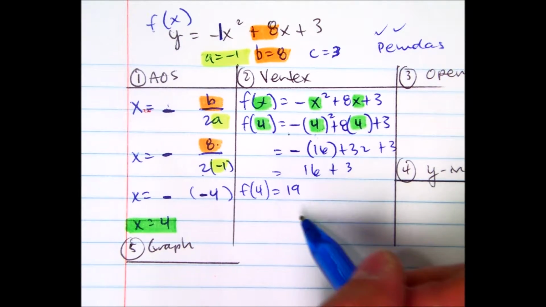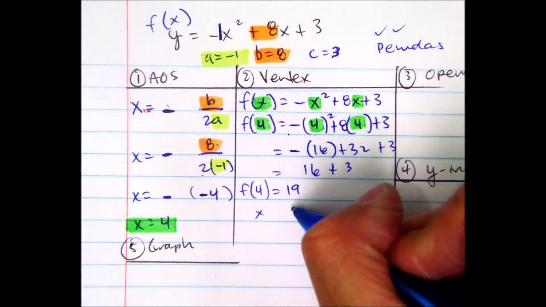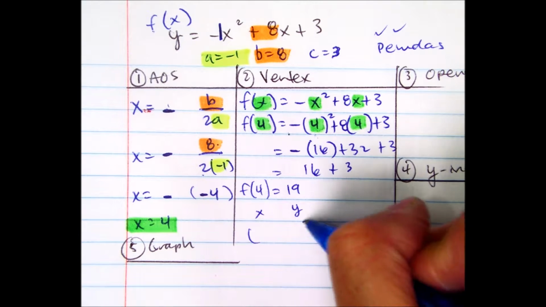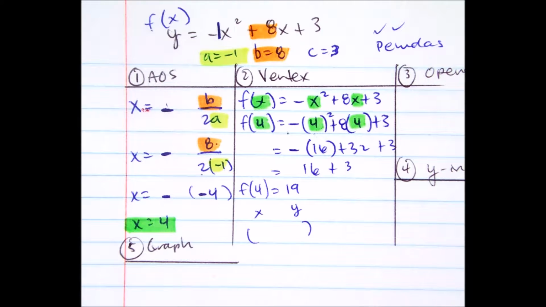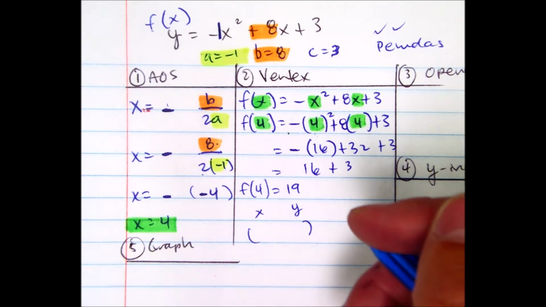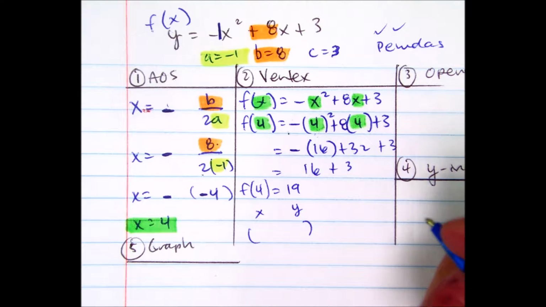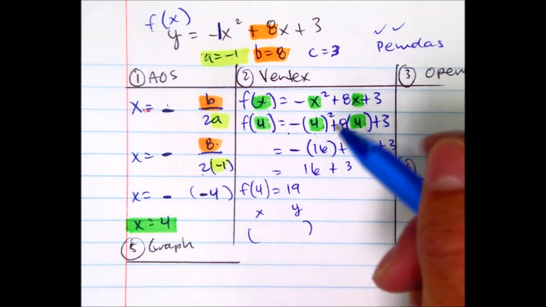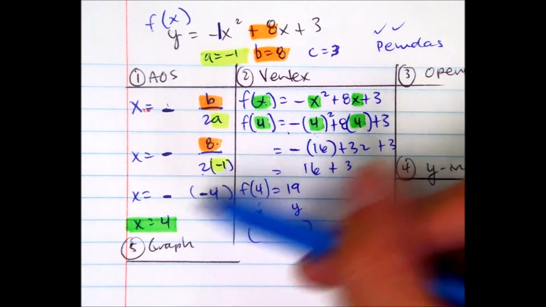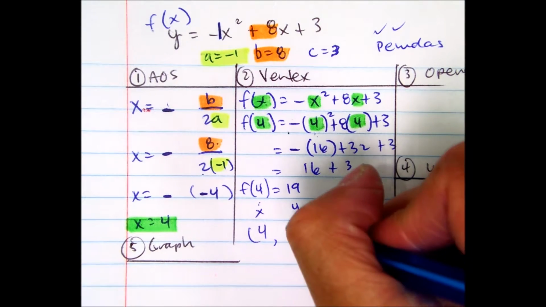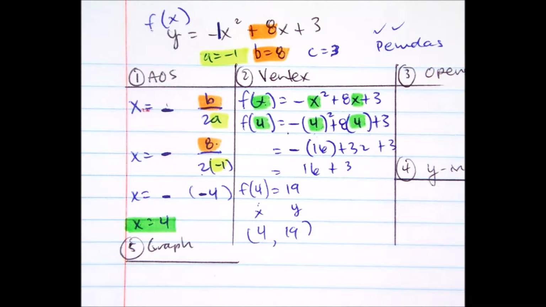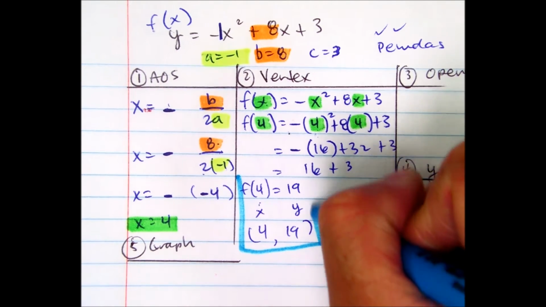15 seconds. Partner B tell partner A, how do you get that into an ordered pair? Girls, what is your X value? 4. That's what we replaced it with, right? X is 4. Girls, what is your Y value? 19. This represents our vertex.